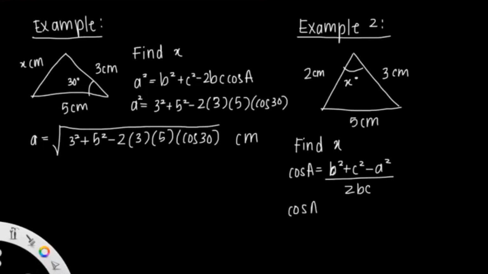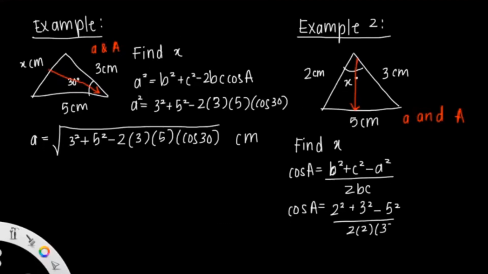Okay, so to determine which one is your a, just look at the angle or length that's opposite. So the length a is 5 and the angle A is x. It's the same thing with the first example, so the length is x and the angle is 30. So let's continue with our second example.